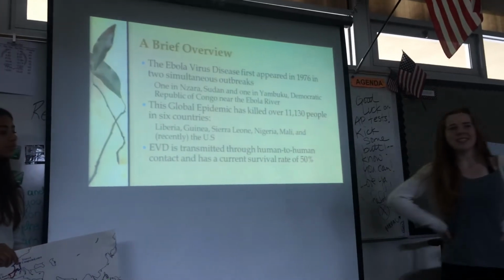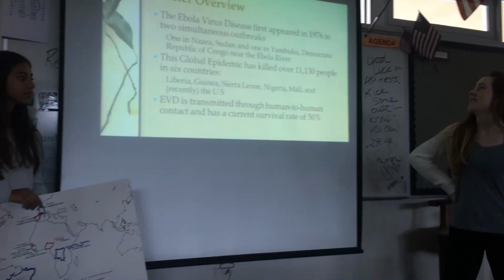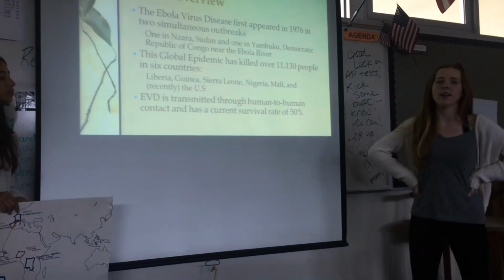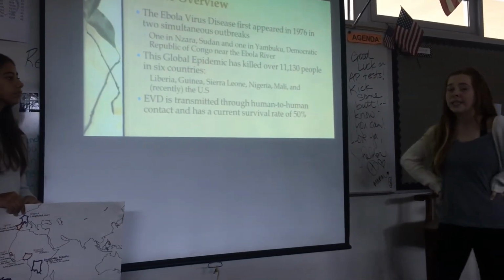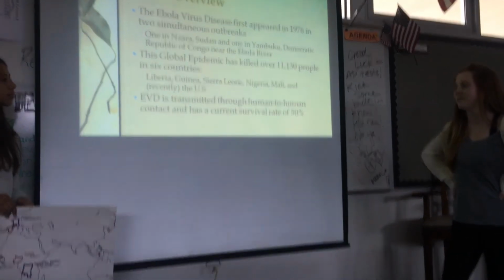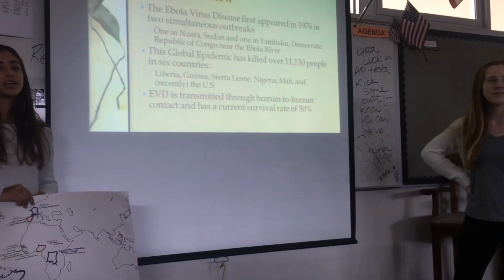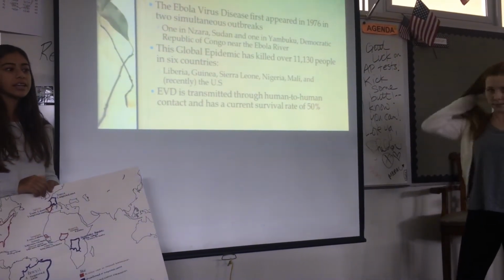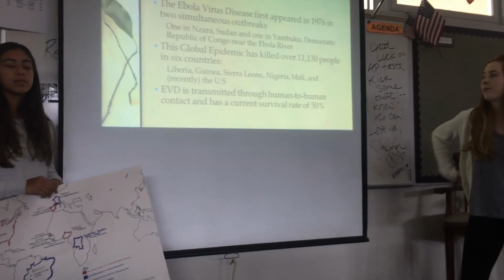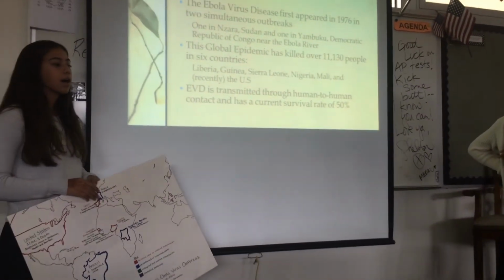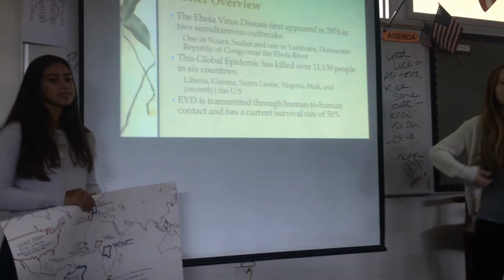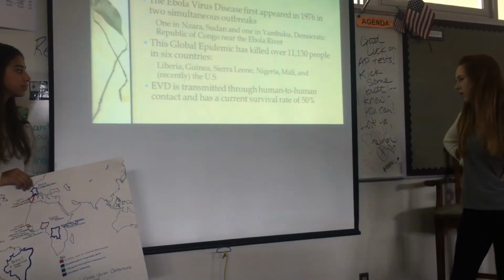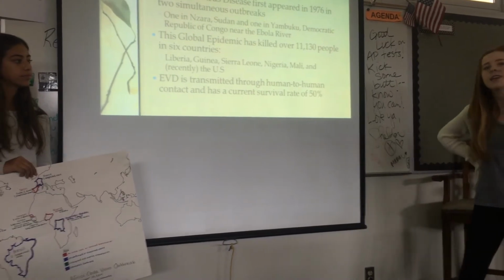So, the Ebola virus disease, or EVD, first appeared in 1976 in 2 simultaneous outbreaks, one in Sudan and one in Democratic Republic of Congo, near the Ebola River, which is how it got its name. And it has killed over 11,130 people, and it occurred in 6 different countries, in Nigeria, Liberia, Mali, Sierra Leone, and the U.S. recently. It's transmitted through human-to-human contact, so it's not airborne, and its current survival rate is 50%.